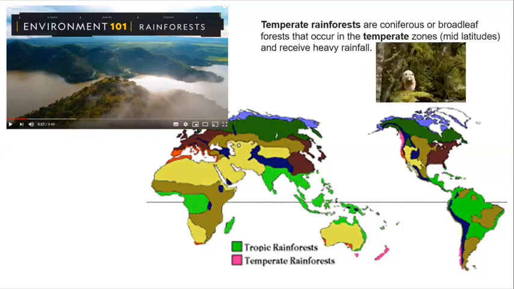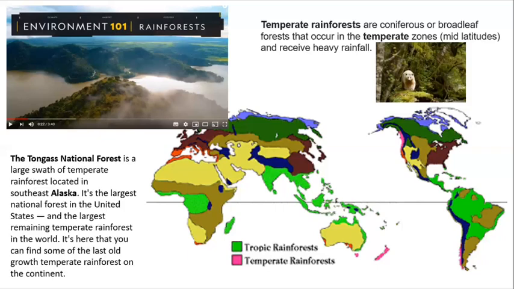Here's a picture of a temperate rainforest. You can see what animal lives there. You wouldn't imagine that animal living in a warm climate within a tropical rainforest. So that's another difference. So here's one that I found. The Tongass National Forest is a large swath of temperate rainforest located in southeast Alaska. I wonder if you know where Alaska is. It's the largest national forest in the United States and the largest remaining temperate rainforest in the world. It's here that you can find some of the last old growth temperate rainforest on the continent.